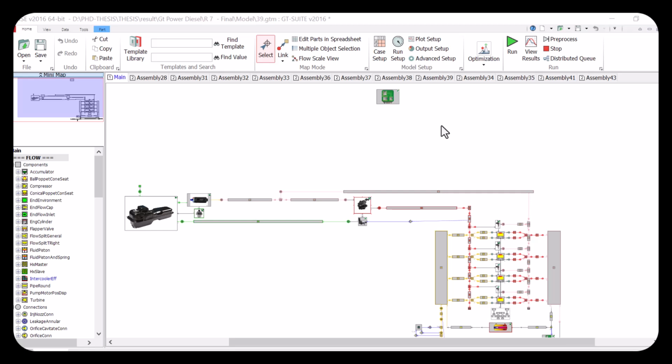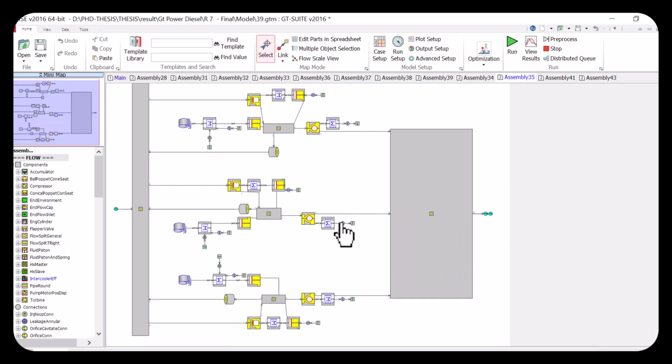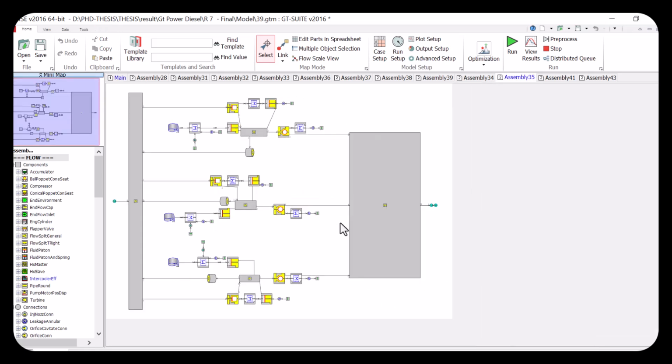Hey everyone, I'm going to talk about the high pressure pump that I used in modeling my diesel engine. Let's see that together. That's the one that I modeled. Let's move on to the high pressure pump, and after that I will explain the modeling of this pump for you.